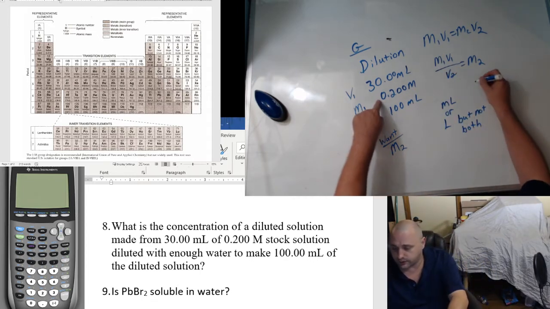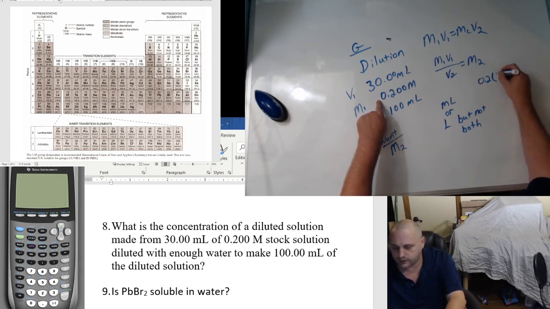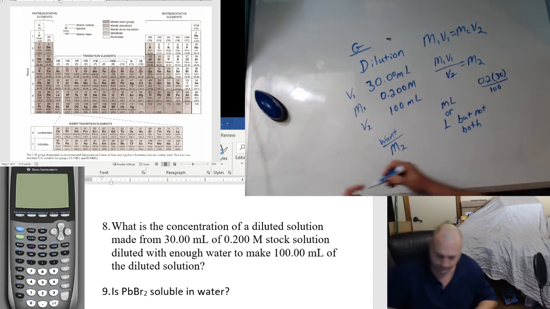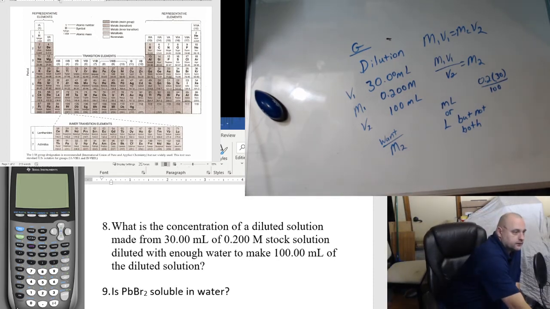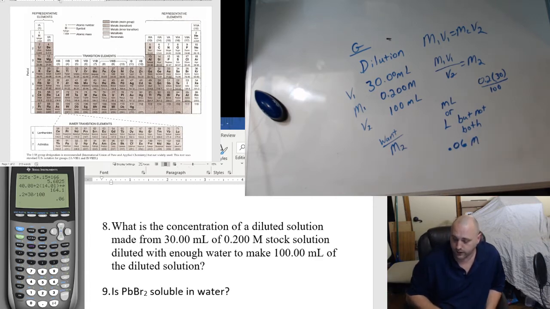So my M1 is 0.2, and V1 is 30, and V2 is 100. So then I'm going to come over here and calculate it. 0.2 times 30 divided by 100 gives 0.06, and that's moles per liter, so molarity. Now, does that make sense?